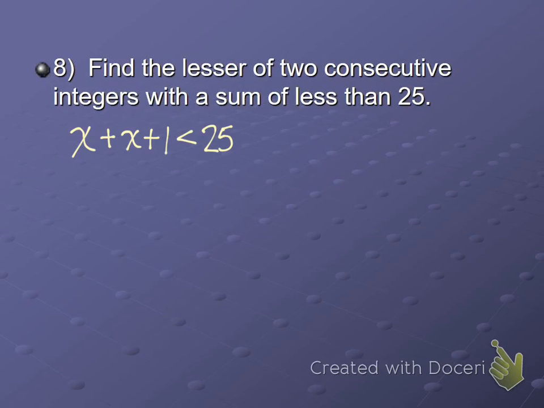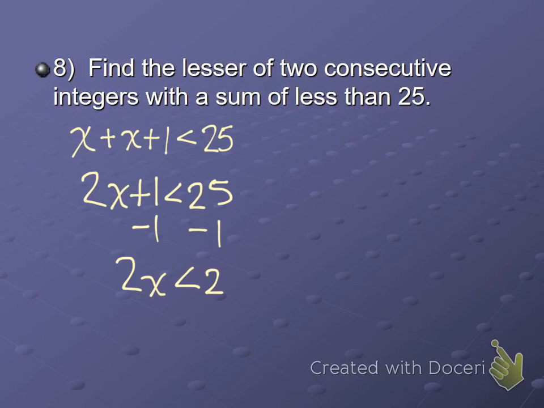First thing I want to do now is combine my like terms. X plus x is 2x. So 2x plus 1 is less than 25. We subtract 1 from both sides. We have 2x is less than 24. We divide both sides by 2. We get x is less than 12. So what that means is that our number has to be less than 12.